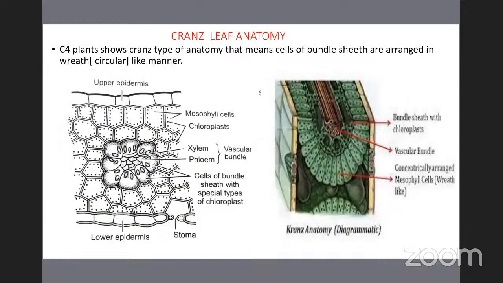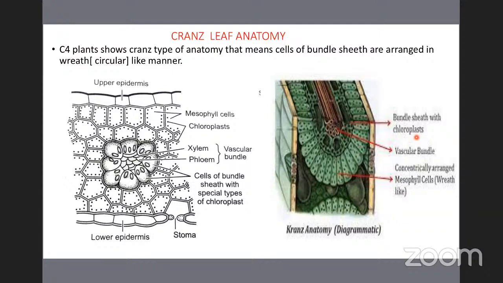See here, this is the diagram of C4 plants leaf anatomy, in which you can very clearly observe the Kranz type of anatomy. The centrally located cells are vascular tissue, which is bounded by single-cell-thick cells called the bundle sheath, with chloroplasts. And these bundle sheath chloroplasts are of agranal type.